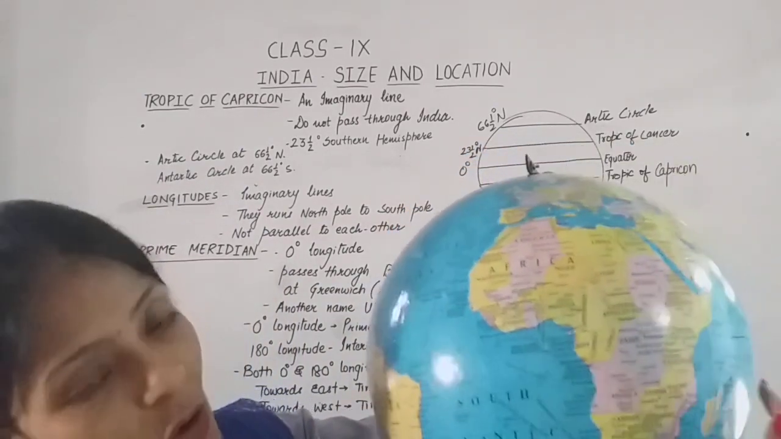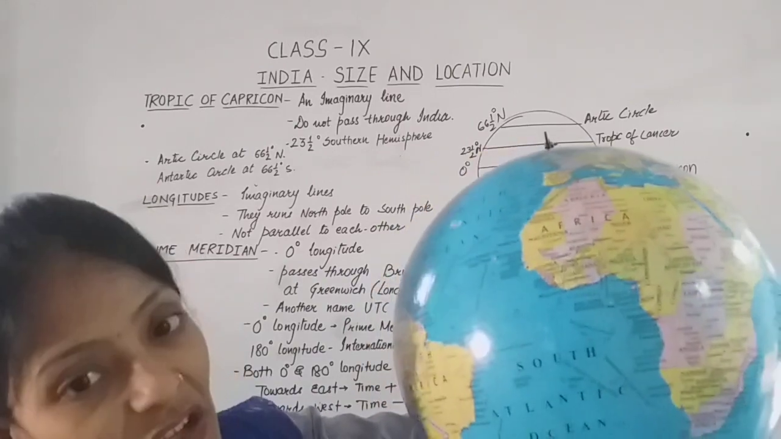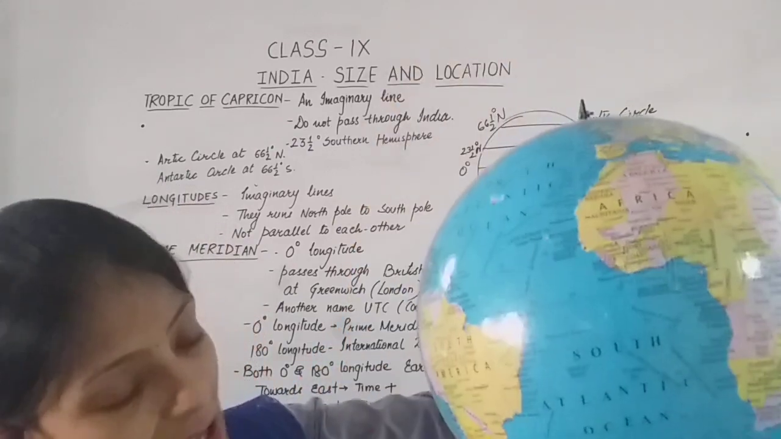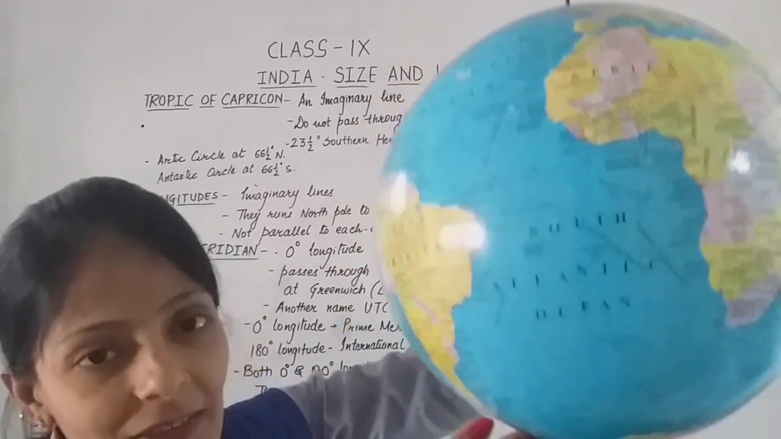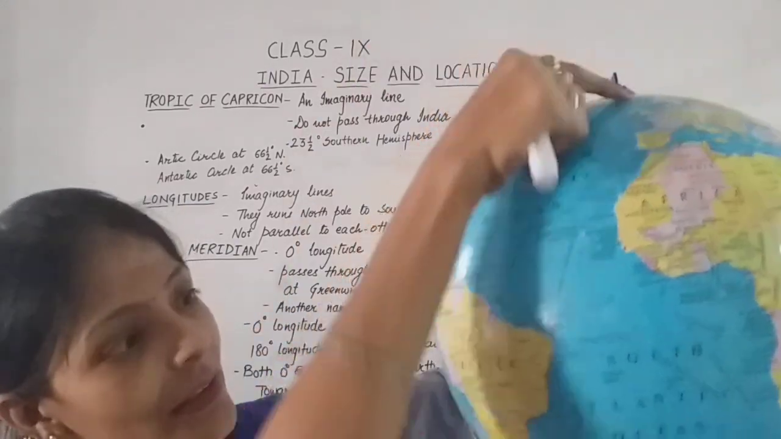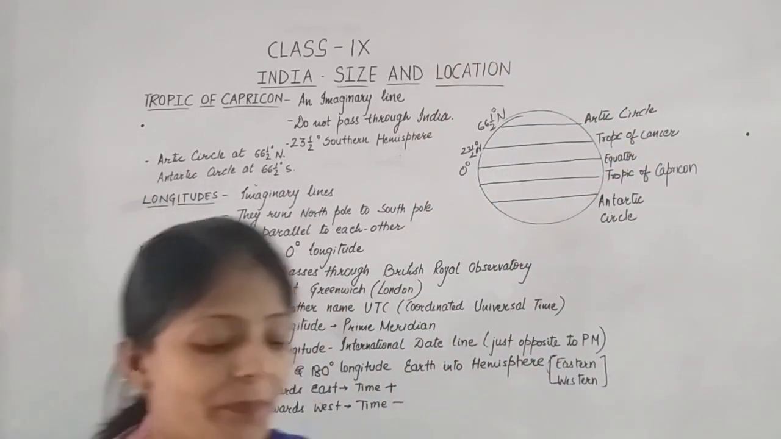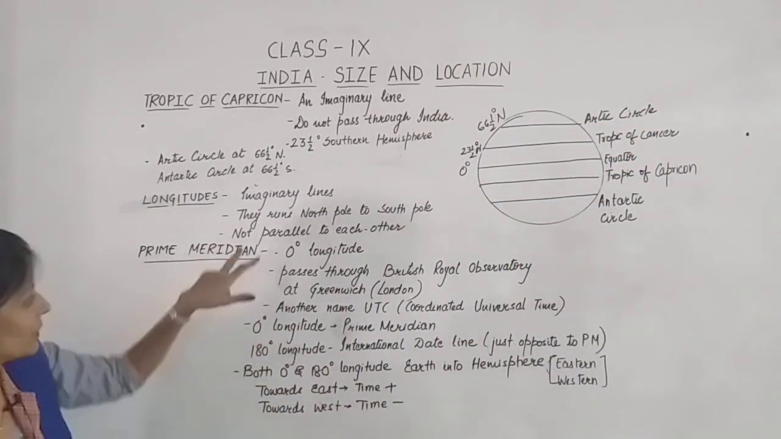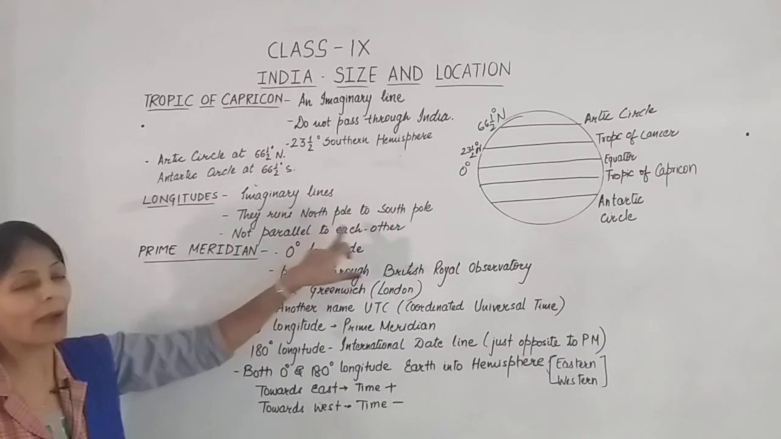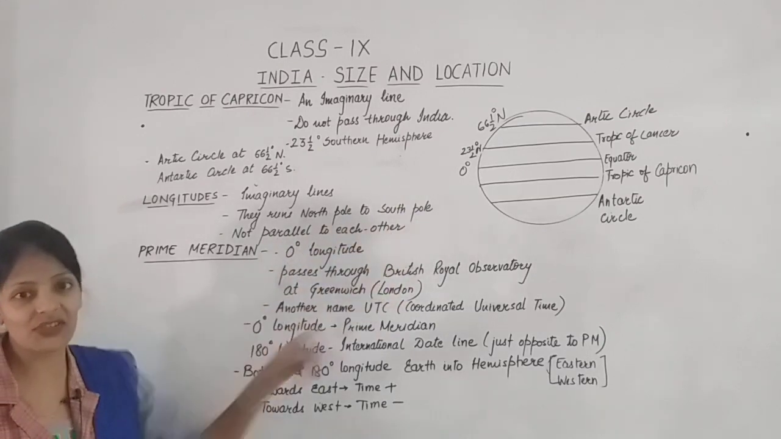Okay. These are horizontal, which are known as latitudes, whereas these lines which are vertical in nature run from the North Pole to the South Pole. That's why, clear, they run from the North Pole to the South Pole. They are vertical in nature. Like latitudes, they are not parallel to each other.